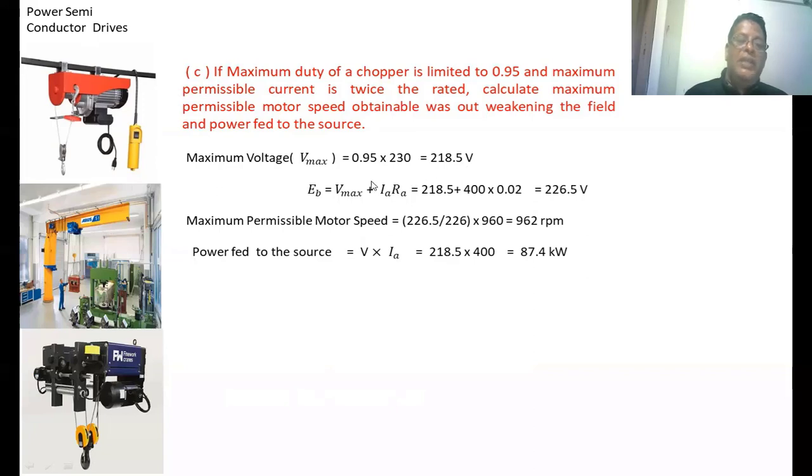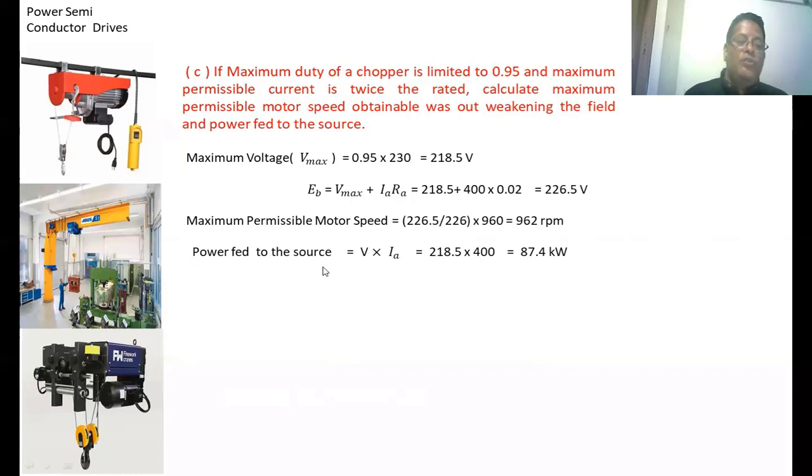So this voltage plus IA RA gives the back EMF. Here the armature current is twice the rated current. The rated current is 200, so we take 400 into 0.02. We get nearly 226.5 volts. Now the maximum permissible speed of the motor. We already know the speed maintained by the motor at the rated value. So we take 226.5 divided by the rated voltage 226 into 960, the rated speed of the motor, which gives 962 RPM.